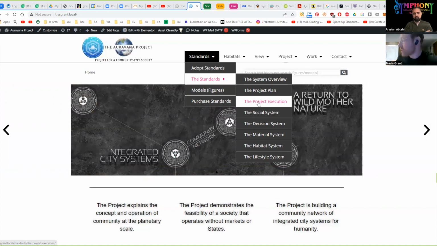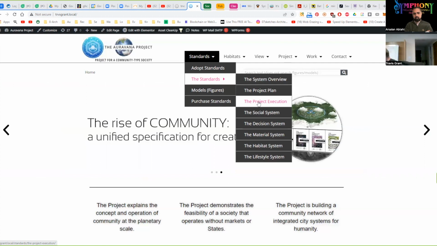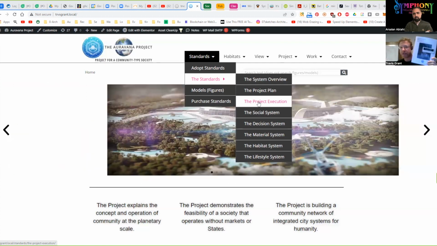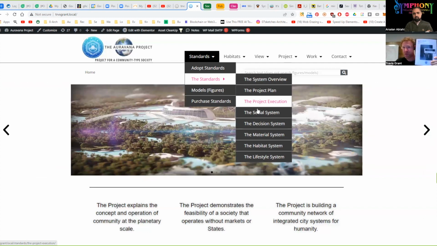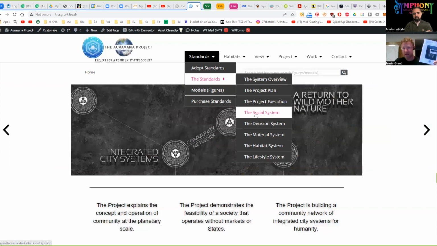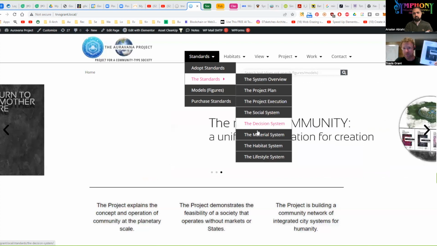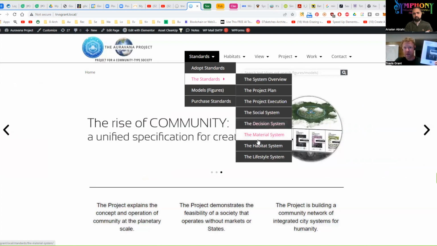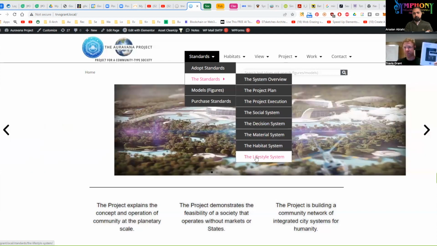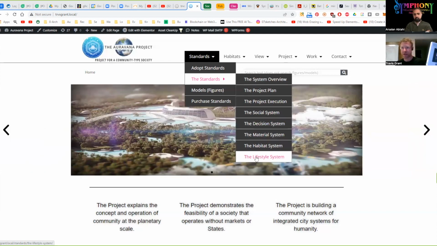So then we have the social system. And so what was the social system? Every society is composed of four fundamental systems. So you actually get into the standard that describes and details the system itself: the social system, the decision system, the material system, with the habitat system as part of the material system, and the lifestyle system. So there are four systems that make up all societies.